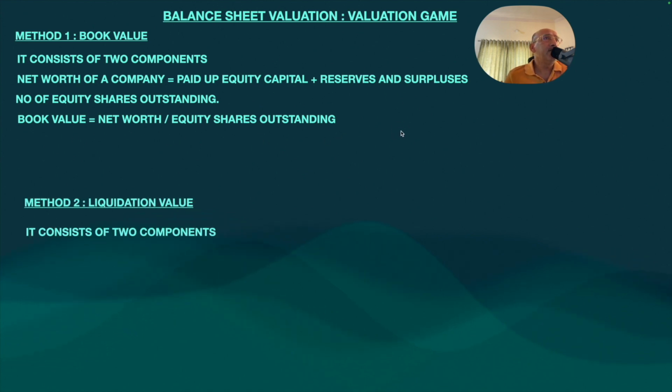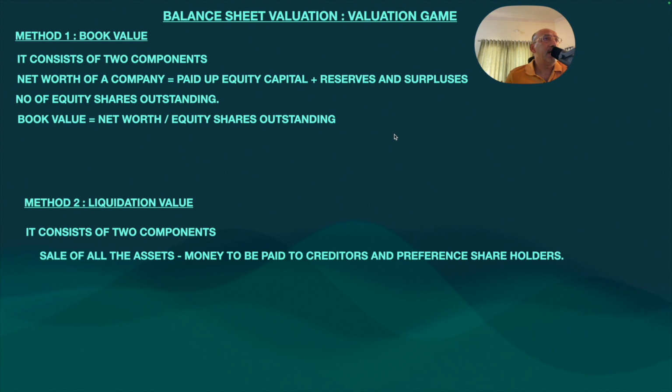Now method 2 consists of liquidation value. Liquidation value has two components: sale of the assets minus the money to be paid to creditors and preference shareholders. Simple concept. Whatever assets are available at any point of time, you sell all those assets, and whatever money you get, you utilize that money to pay all the creditors and preference shareholders.